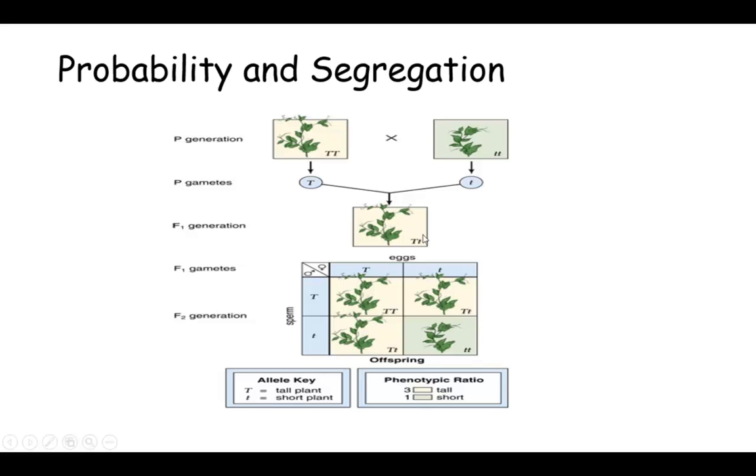And then when we pollinate or self-pollinate the F1, we end up with a different ratio. Notice we have a ratio, we end up with 1 homozygous dominant, 2 heterozygous, and 1 homozygous recessive. So this is the F2 generation.